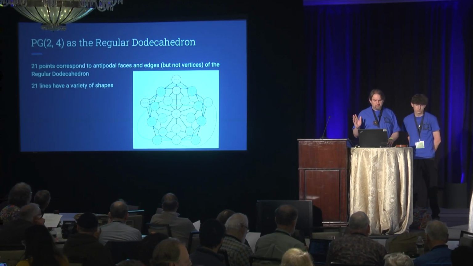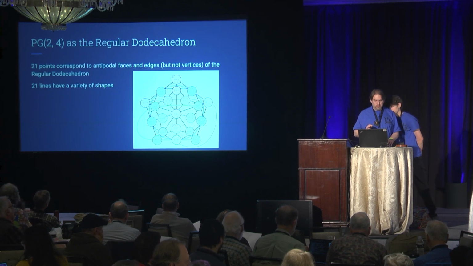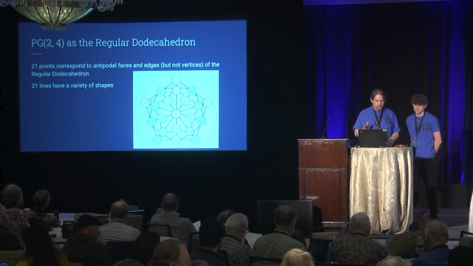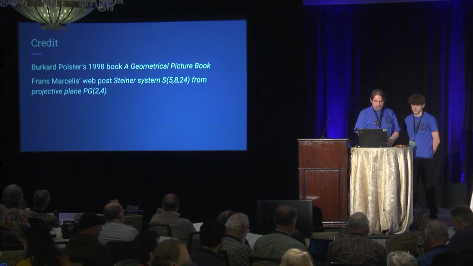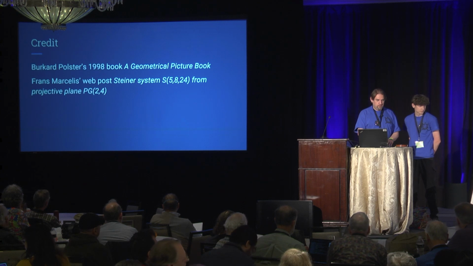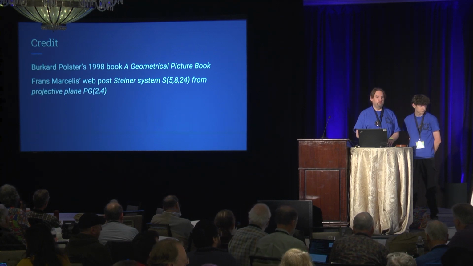PG(2,4), which I kind of skipped over, also has a mapping to the dodecahedron, although it's a little messy, and so you have to skip over the edges. So this was covered in a geometrical picture book, as well as Steiner systems from the projective plane.